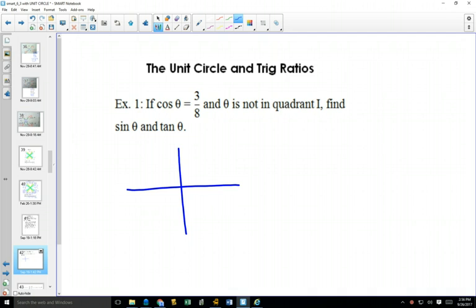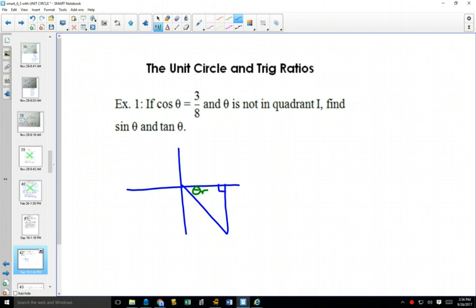Which quadrant is it going to be in? It's going to be in the fourth one. How do we know it's in the fourth one? Because cos is positive, and you can label your reference angle there. And once you found out which quadrant your angle's in, you can draw that triangle back to the nearest x-axis. Again, that triangle always has to go back to the nearest x-axis so that you can label your reference angle.